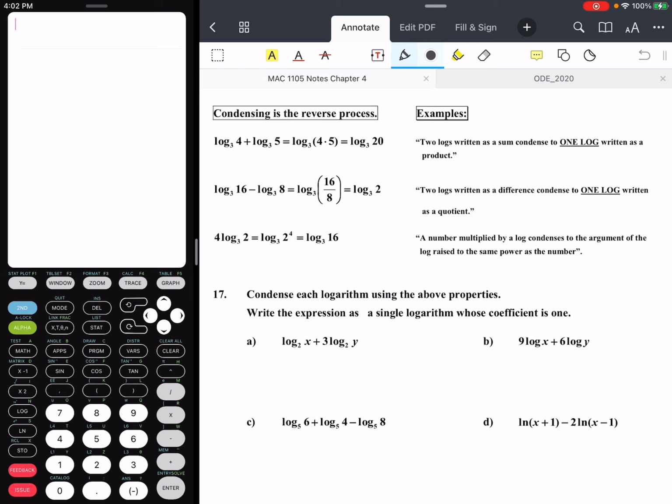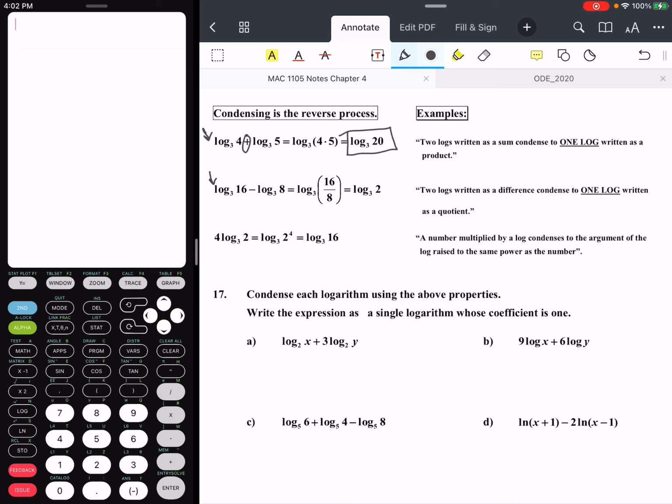So in this first example, log base 3 of 4 plus log base 3 of 5. Because I see this plus, I know that we're applying the product rule to condense into one log. So this becomes log base 3 of 4 times 5, the product. And of course, we can simplify 4 times 5 to 20. So there we condensed that log.